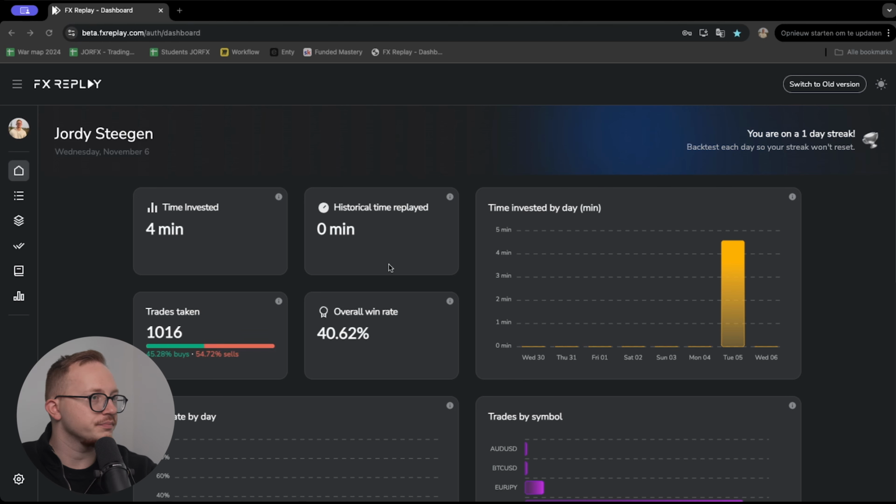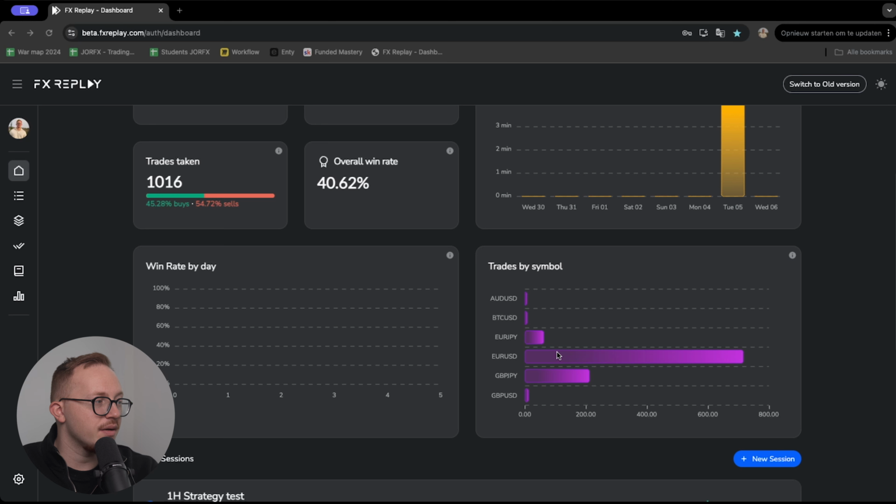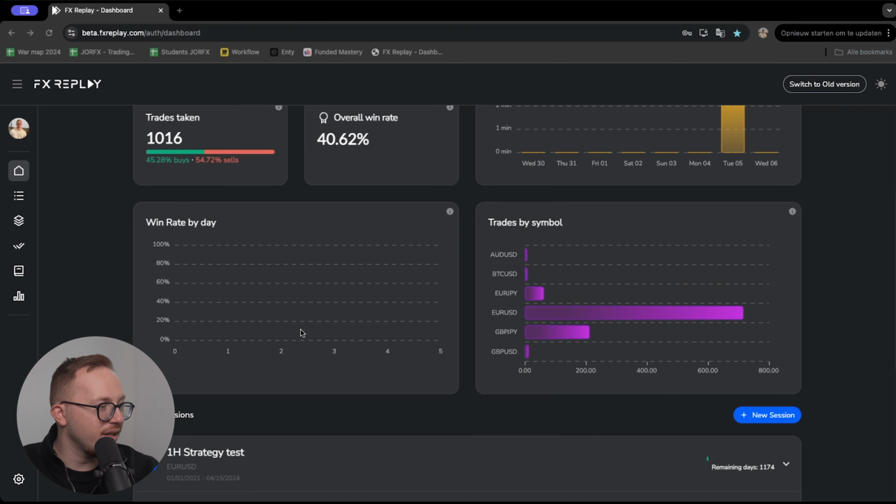Very cool. Right here you can see the trades by symbol. Of course, I'm very heavily on EURUSD. This will change as I'm also trading other pairs now, and I will also try to backtest them. So I'm trying to level some things out right here. You can also see the win rate by day, again in real life days.